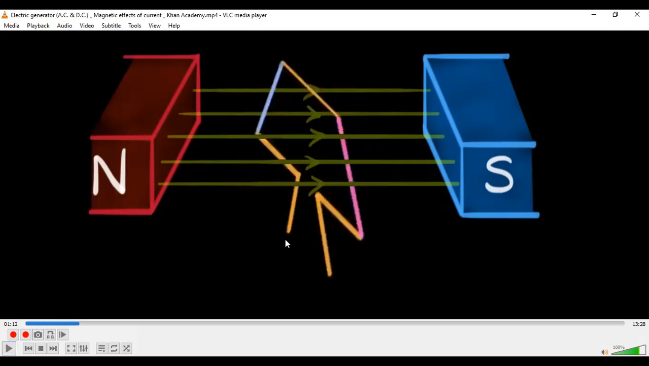See, now we are rotating by any means. By external means you are rotating this conductor or coil. So as you are rotating this coil, you can see it will cut the flux, yes or no? Okay.